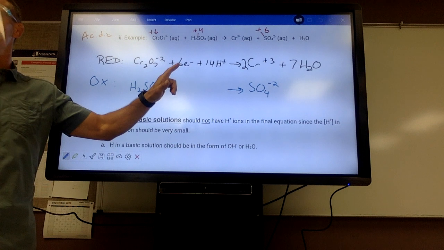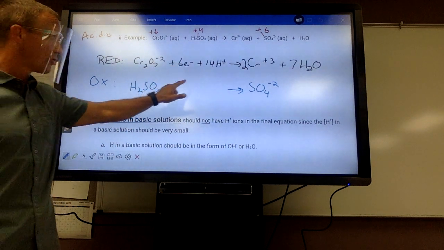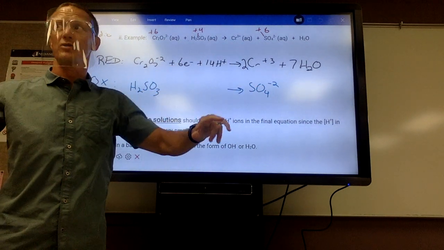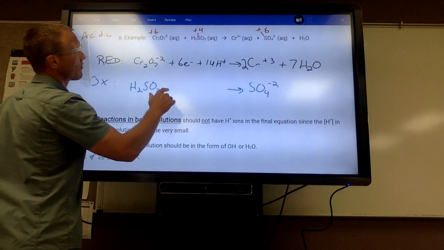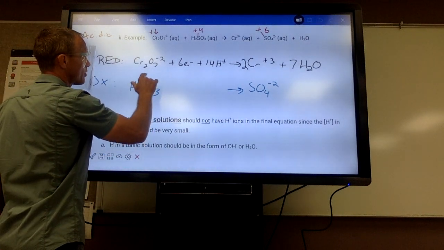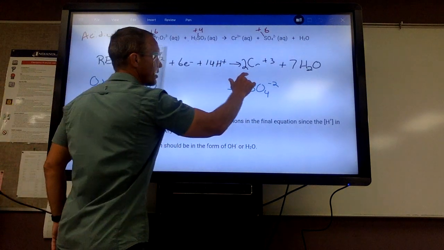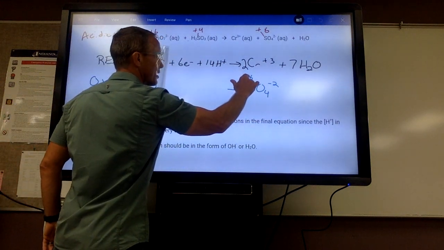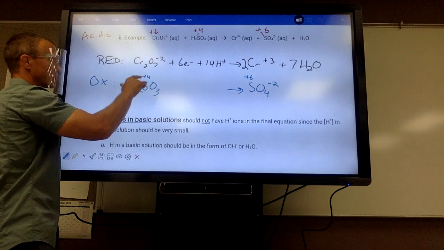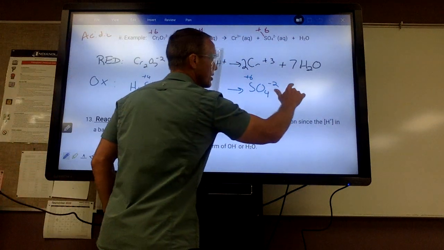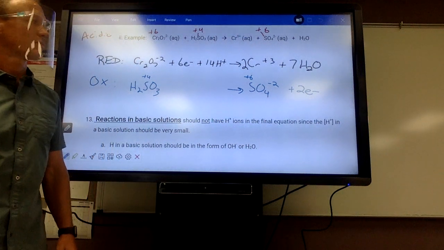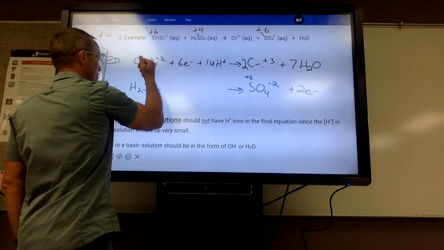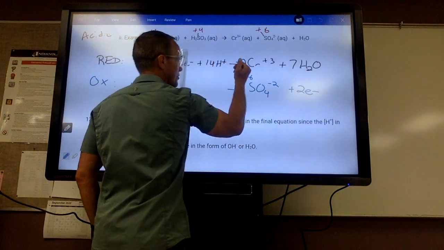Make sure your atom is equal that's being oxidized. 1 sulfur, 1 sulfur. Don't worry about the hydrogens and oxygens. You'll get those with hydrogen and water. Sulfur is going from +4 to +6. So how many electrons is that? 2. It's losing 2 electrons. So instead of -2 electrons, we write +2 electrons over here. I don't like having these charges here because they confuse me sometimes, so I'm getting rid of them.